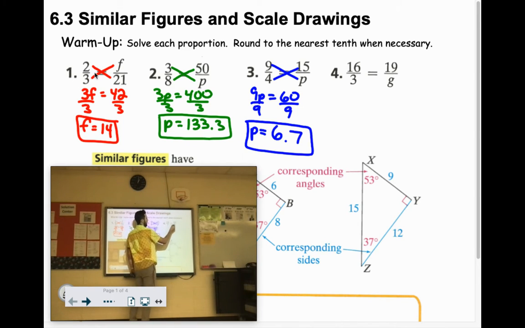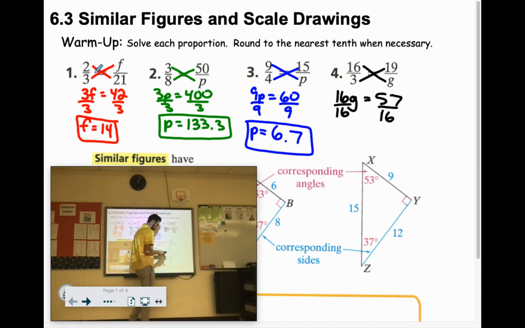And cross multiply here, we have 16g equals 57. Divided by 16, that's 57 divided by 16, 3.5625. So we'll say 3.6.